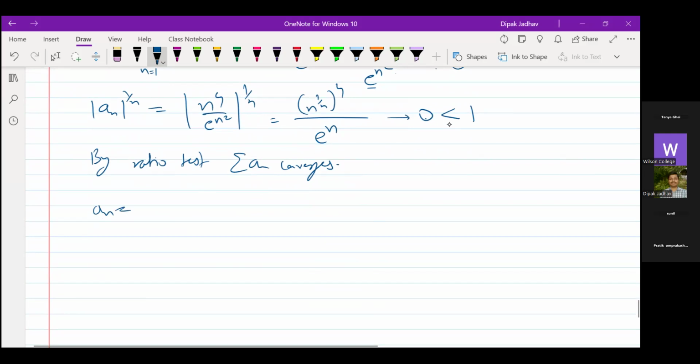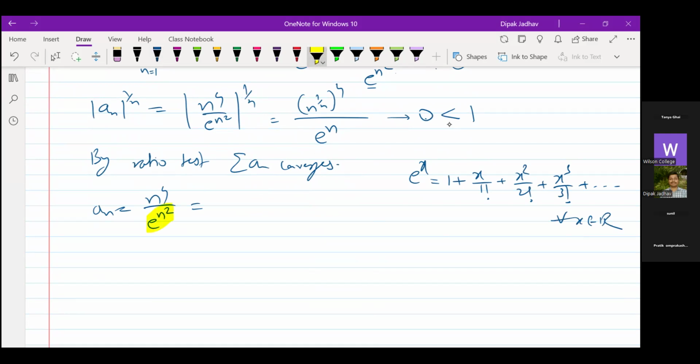All of you pay attention. What is an? n raised to 4 upon e raised to n square. Is it okay? Look at here. What is e raised to x? I have a nice power series expansion for e raised to x. What is that? 1 plus x upon 1 factorial plus x square upon 2 factorial plus x cube upon 3 factorial plus and so on. And this is valid for all x in R. So can I have a power series expansion for e raised to n square?